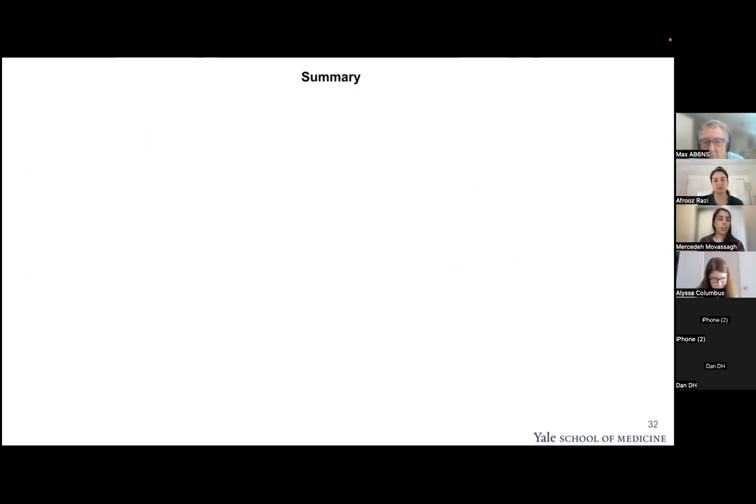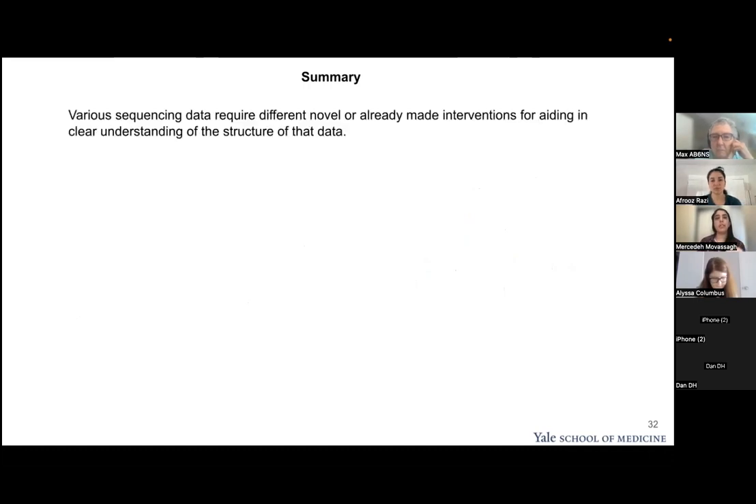I know I told you a lot of things, so I just want to finish up with a summary. Various sequencing data require different novel or already made interventions to be combined together for you to be able to clearly explain your data and the structure of your data and basically do a good analysis on your data.